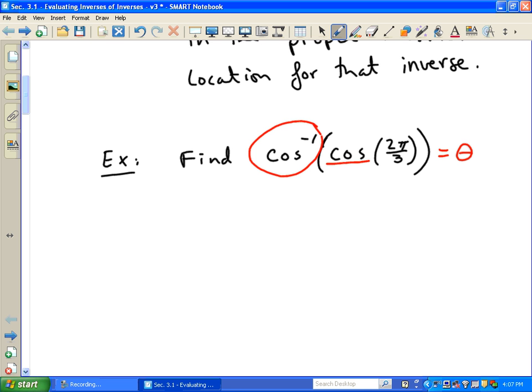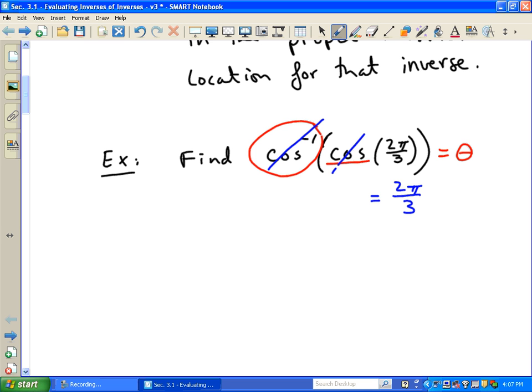Because we have cosine inverse on the outside and the original cosine on the inside, you can think about these two operations as, quote, canceling out. That's not quite perfect notation, but you can think of it that way, and it will get you the correct answer. That being the case, you see that when they cancel out, the only thing that's left is 2 pi over 3.